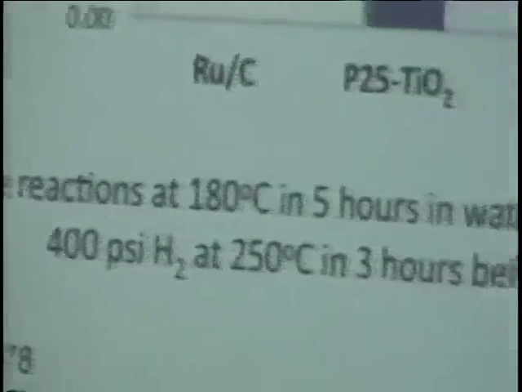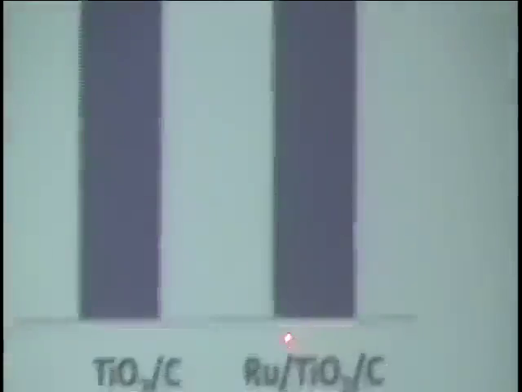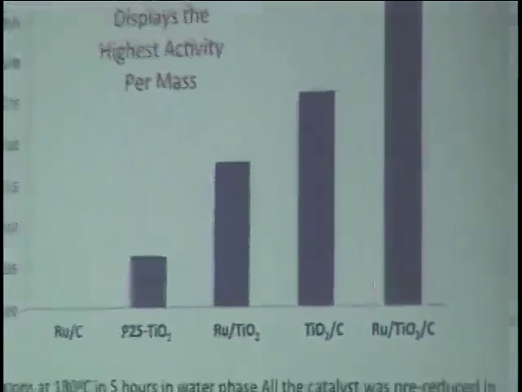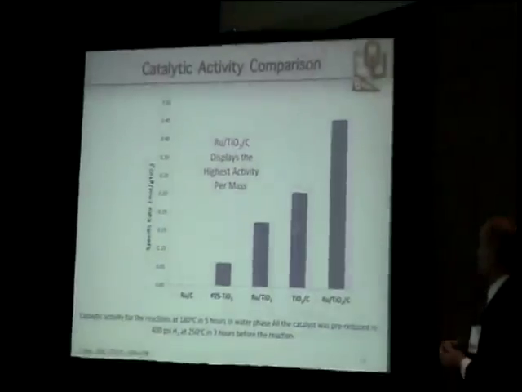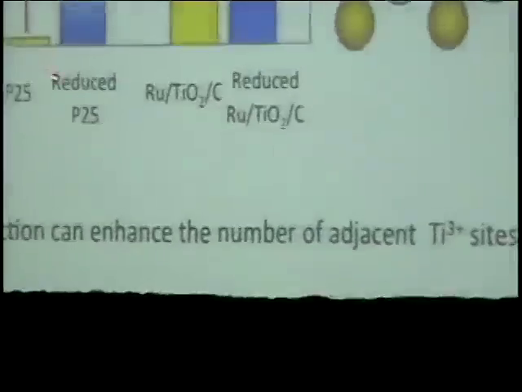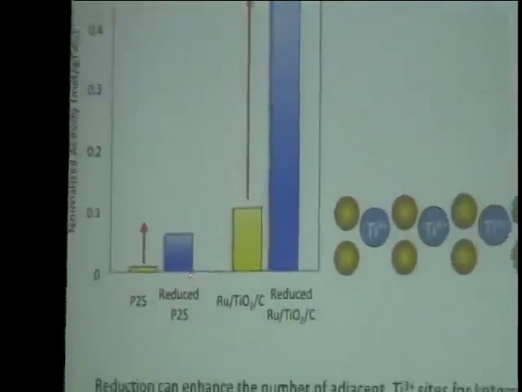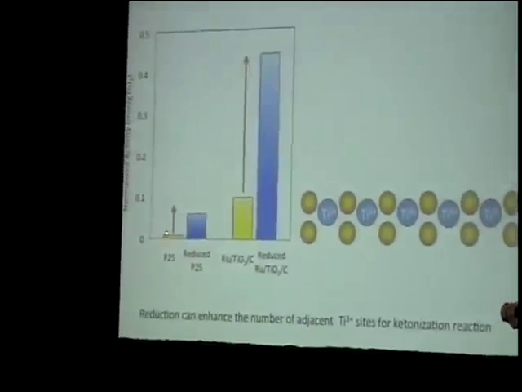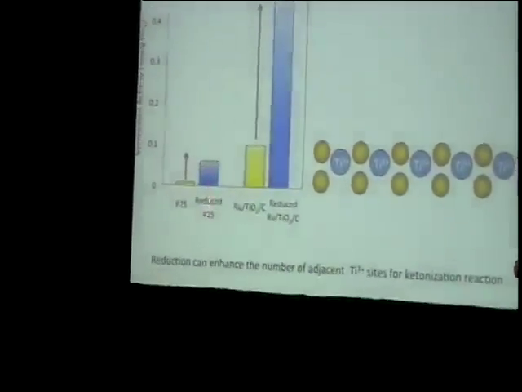So here's a summary of this. While ruthenium by itself has no activity, it is in the presence of TiO2 that it emphasizes the activity of TiO2 to produce a very high rate for ketonization. So again, if you compare now the reduction or without reduction, titanium by itself gets a boost in activity when it's reduced, but when it's with ruthenium, this boost is even further.